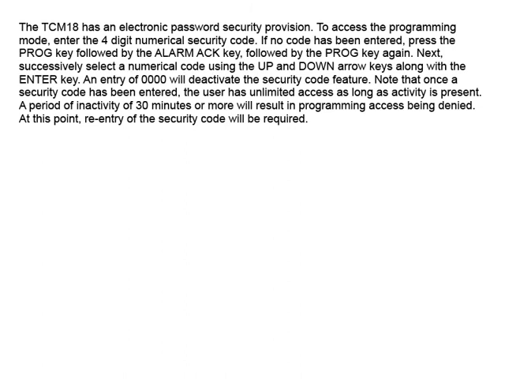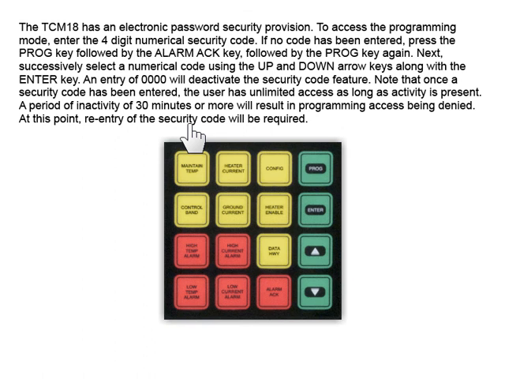The TCM18 has an electronic password security provision. To access the programming mode, enter the 4-digit numerical security code. If no code has been entered, press the program key, followed by the alarm acknowledge key, followed by the program key again. Next, successively select a numerical code using the up and down arrow keys, along with the enter key. An entry of 4 zeros will deactivate the security code feature.